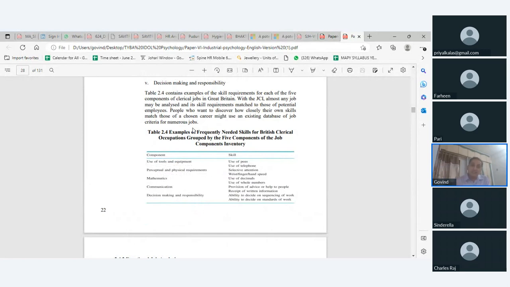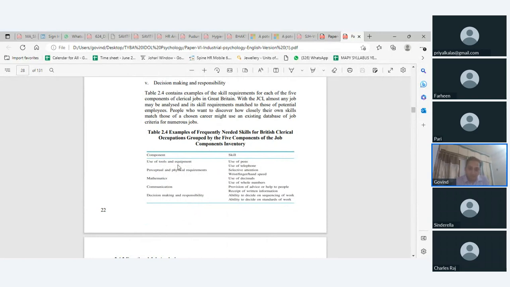If you can connect it that way, take an example of any professor who is teaching us at IDOL. What is their occupation? Their occupation is teaching. So you can write a table of example frequently needed skills, and instead of British clerical occupations, you can just write for a professor. So these five components: use of tools and equipment.